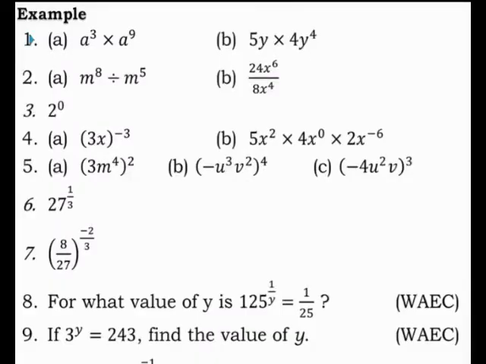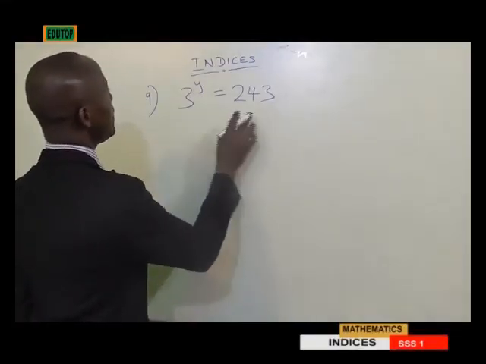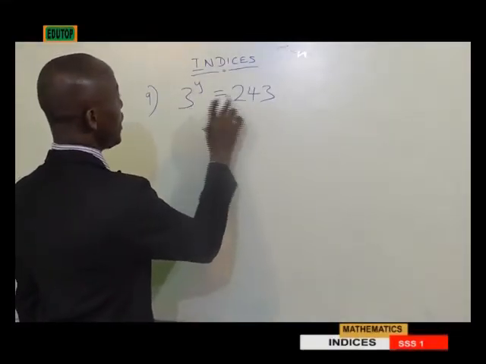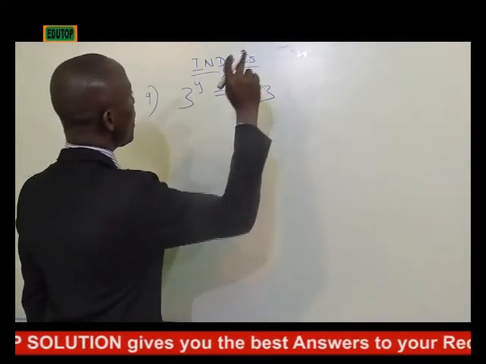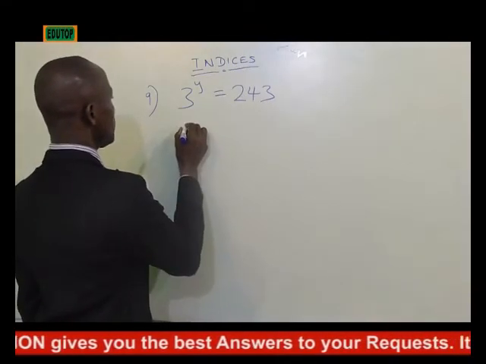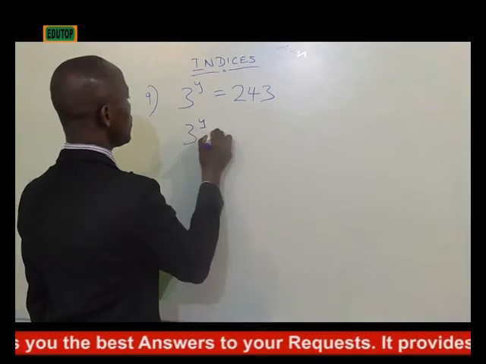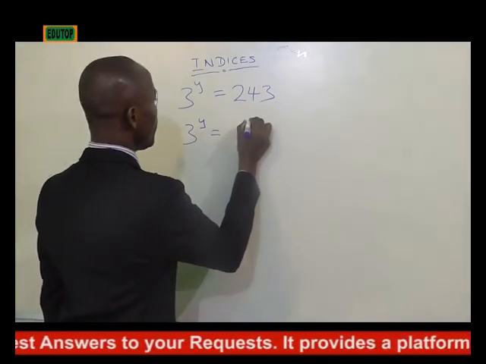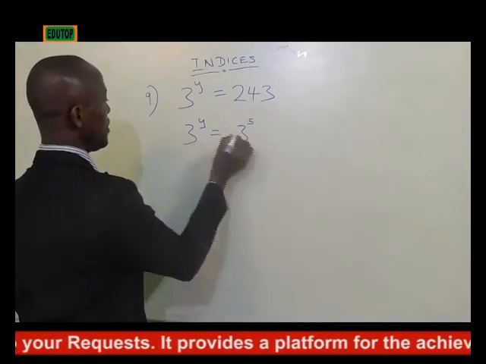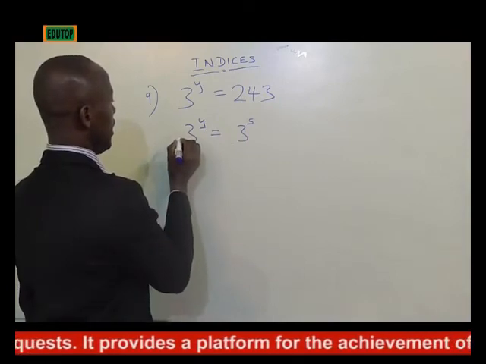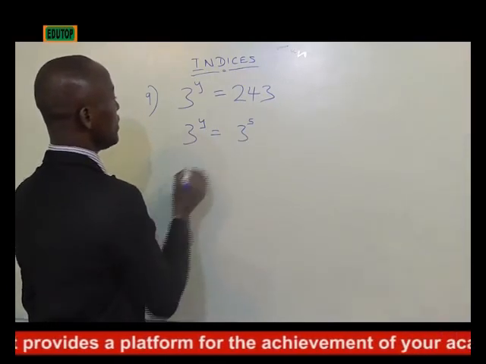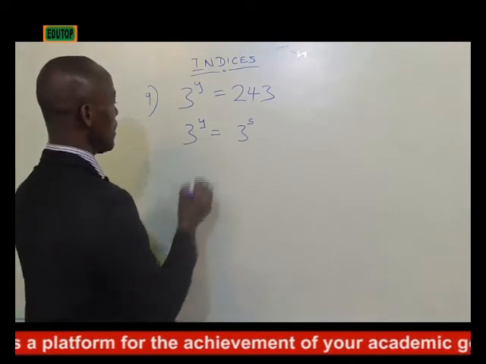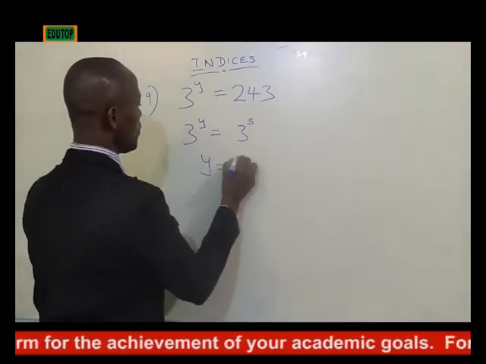Example number 9. If 3 raised to power y is equal to 243, find the value of y. That is, we have to find the value of y that will make, if we must have 3 here, raised to power something. So that will be 3 raised to power y is equal to 3 raised to power 5. Our main number is the same thing, it's just the power that we want to check. So our y is equal to 5.